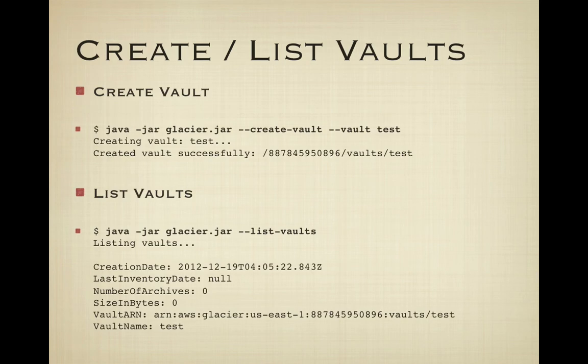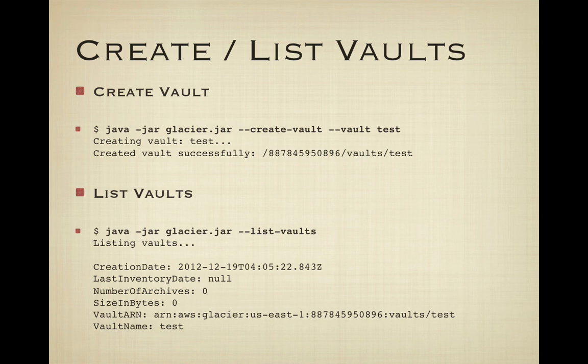So the first 2 tools look a little like this. If you want to create a vault, you'll see that all these commands begin with java -jar glacier.jar, which basically just runs the application. To create a vault, we use the --create-vault option, or just -c, and we specify a vault name with the --vault option, so --vault test.